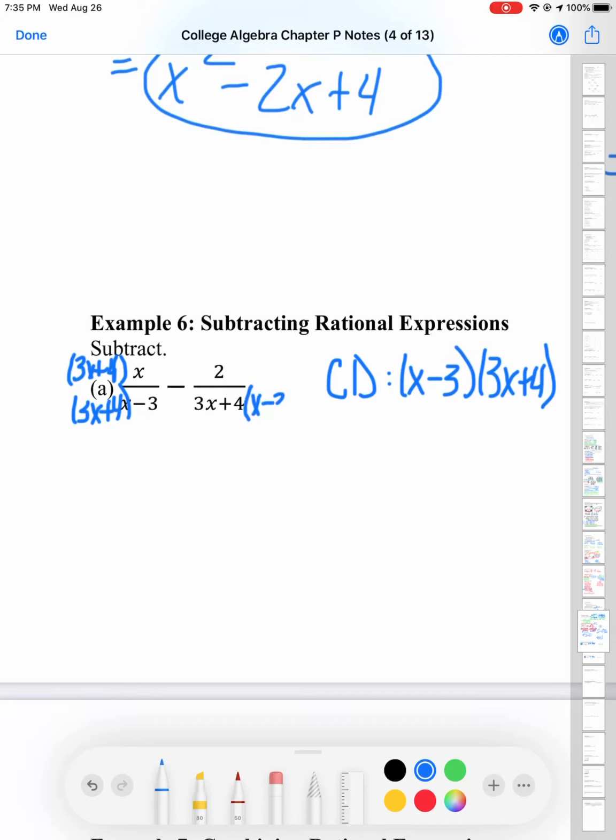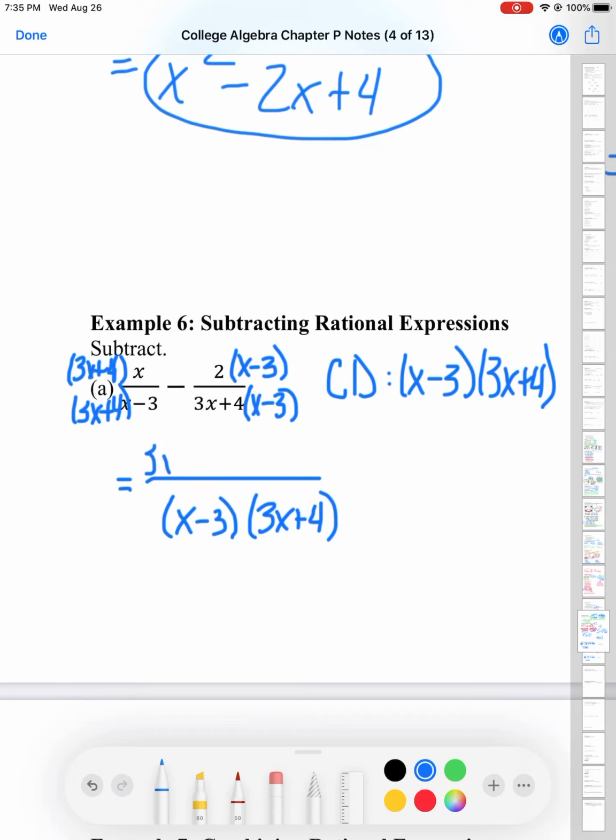And we need to multiply the second one by x minus 3. And what we do to the bottom, we have to do to the top. So remember, we're going to distribute the numerators, but we're going to leave the denominators factored. So the denominator can stay x minus 3 times 3x plus 4. So we get 3x squared plus 4x minus 2x plus 6, because we're going to run this negative through this whole thing.